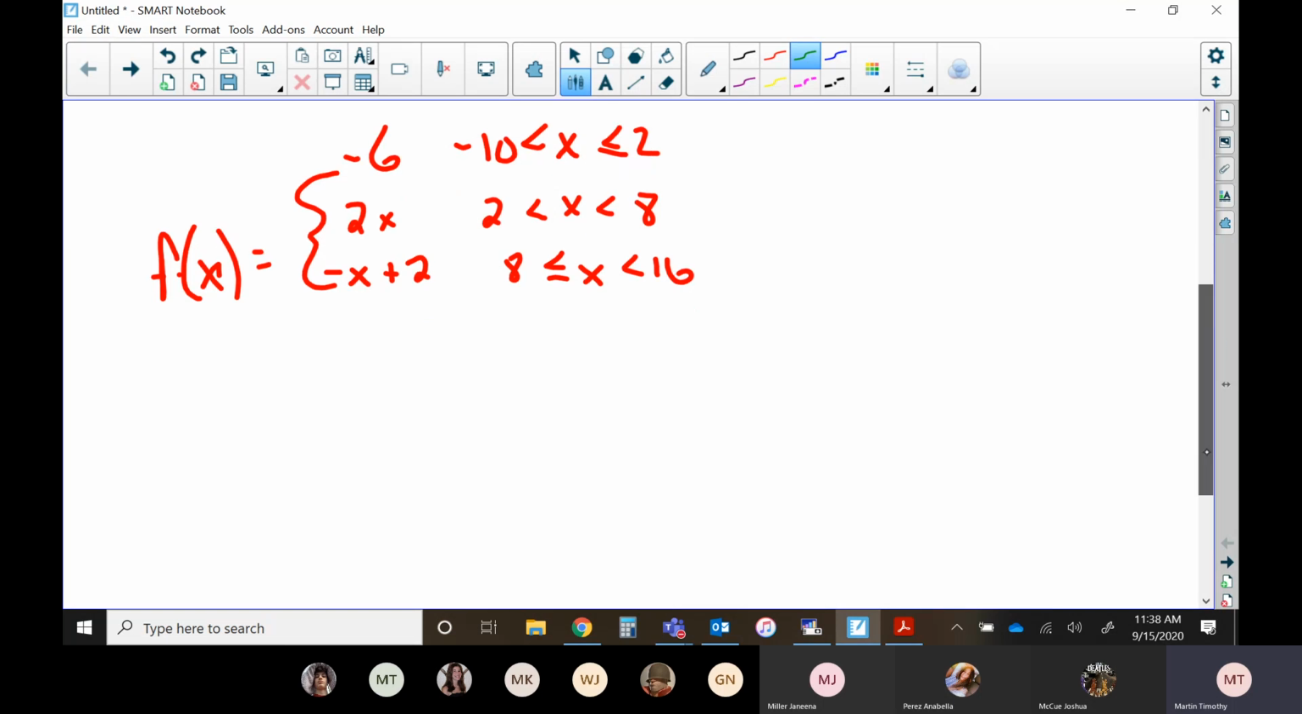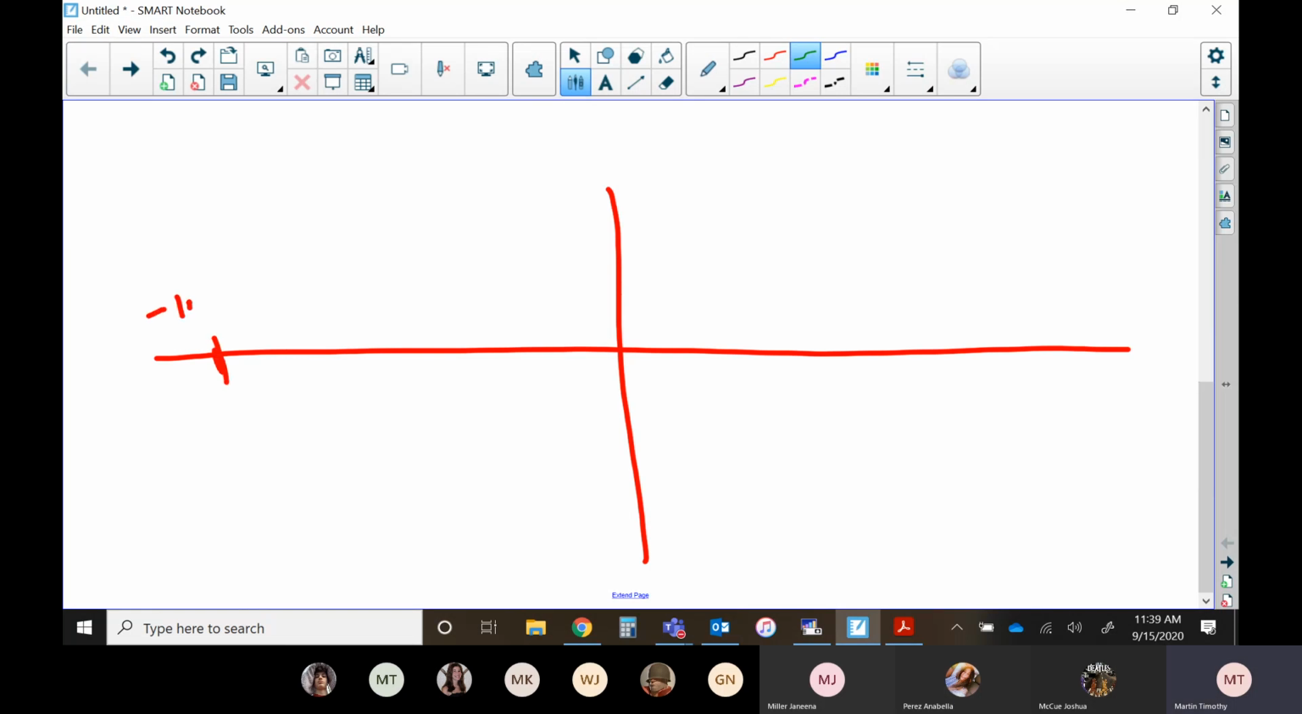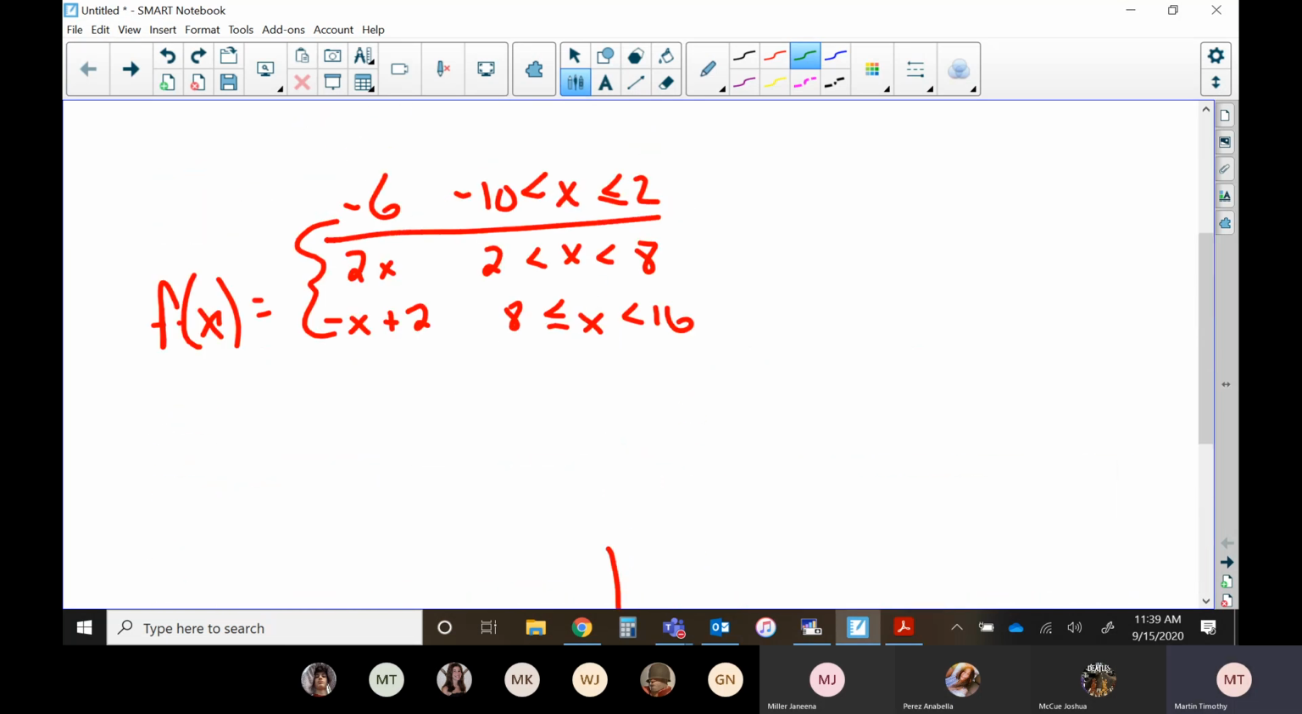So go down here. Between -10 and 2, it's going to always kick out a -6 for this part. And it was not including the first one. It was including the second one. The way I know that is it's not equal to, and the other one was equal to. And I just draw a solid line going across that. That is the graph of this first piece.